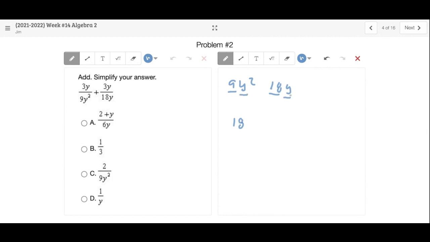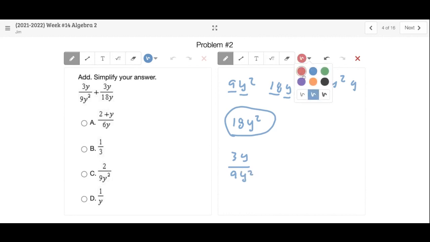Then I take my variables. I've got y squared and y. You always have to take the highest power because there's no way you can go backwards. So I have to have y squared. So you have to look at the number and you have to look at the variable. So this is my lowest common denominator. So I have 3y over 9y squared. What do I have to multiply top and bottom by to get 18y squared? I have to multiply top by 2, bottom by 2. So that gives me 6y over 18y squared. Okay, so now I've got the common denominator there.